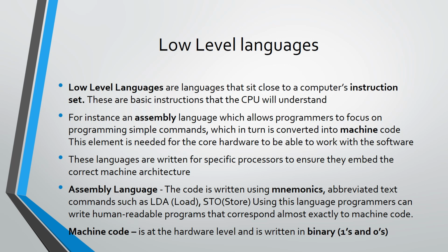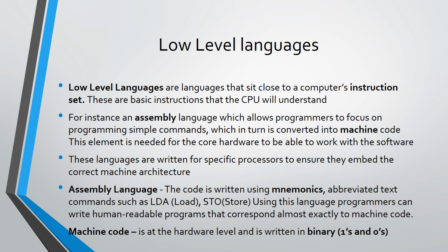For instance, an assembly language allows programmers to focus on programming simple commands, which in turn are converted into machine code. This element is needed for the core hardware to be able to work with the software. And low level languages are written for a specific processor to ensure they embed the correct machine architecture.